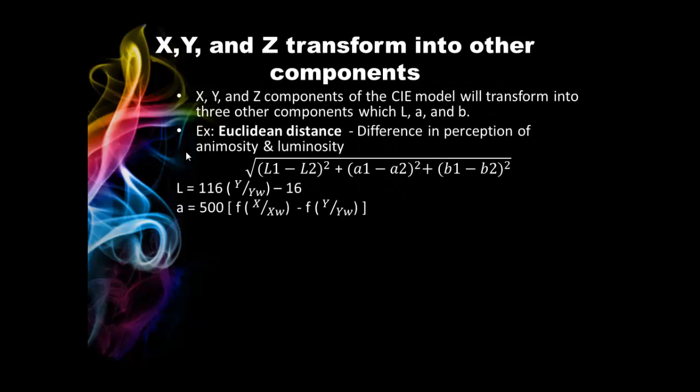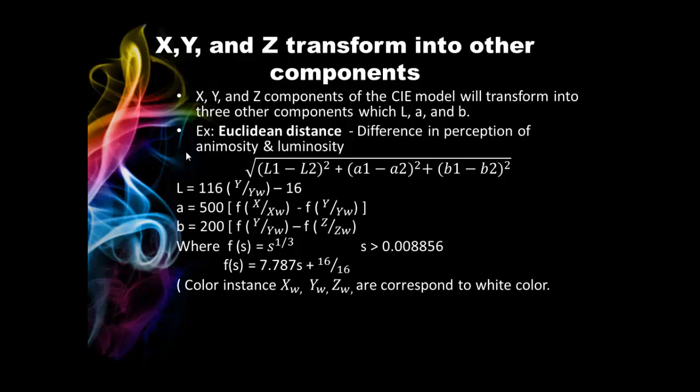X, Y, and Z transform into other components. The X, Y, and Z components of the CIE model will transform into three other components, which are L, A, and B. Example, Euclidean distance. It is the difference in perception of chromaticity and luminosity. Shown is the equation and example of a calculation.